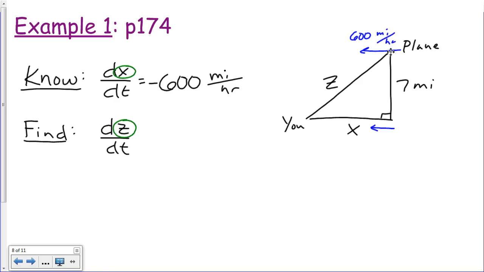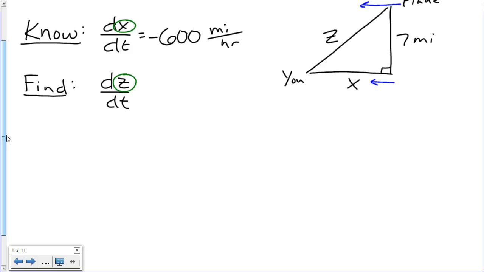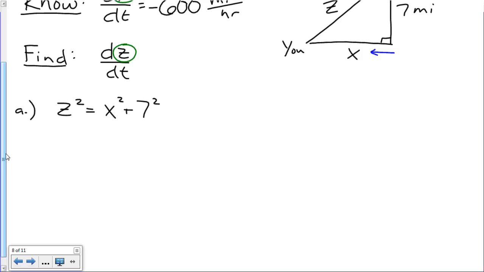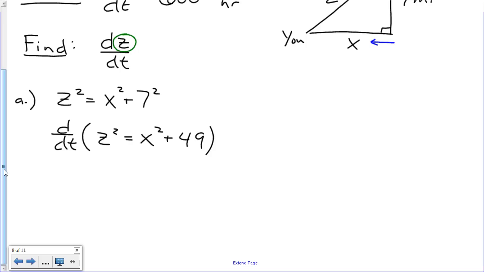Over here on the right, I've got a right triangle, and x and z are two sides of that triangle. The third side is known as 7 miles. So I could use the Pythagorean Theorem to come up with a relationship between x and z. In fact, z squared would be equal to x squared plus 7 squared. That's what the Pythagorean Theorem tells us. This is part A. This is what we want to take the derivative of. We're going to take the derivative with respect to t of z squared is equal to x squared plus 49, instead of 7 squared, but you can write it either way. I like writing d/dt out front, so I realize I'm taking the derivative of that equation.